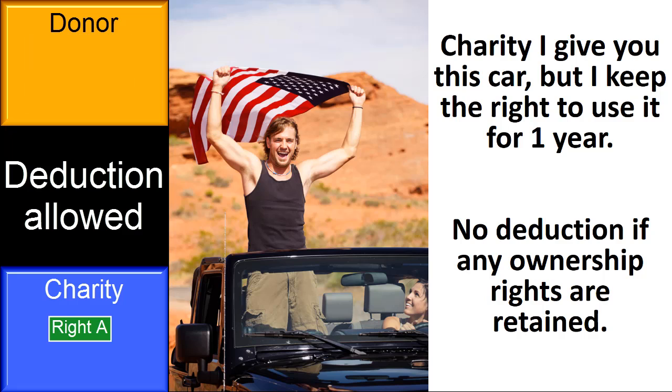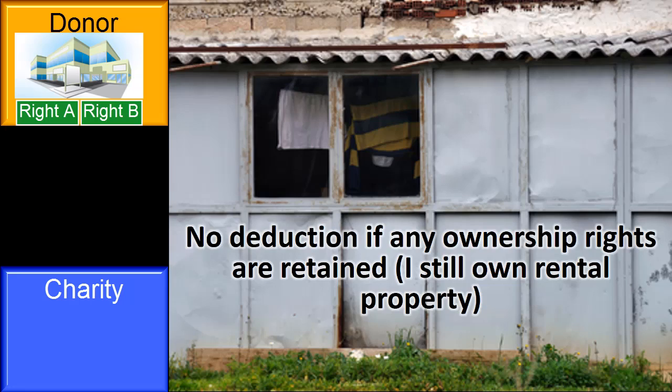In either case, the transfer to charity would no longer be a retained partial interest gift because the donor would no longer have any retained rights. At that point, the transfer would become a completed gift, not involving any retained interests, and would therefore be deductible. So in this example, after 1 year, when the donor's rights expire, then the gift of the vehicle would be complete and could be deducted based upon its value at that time.